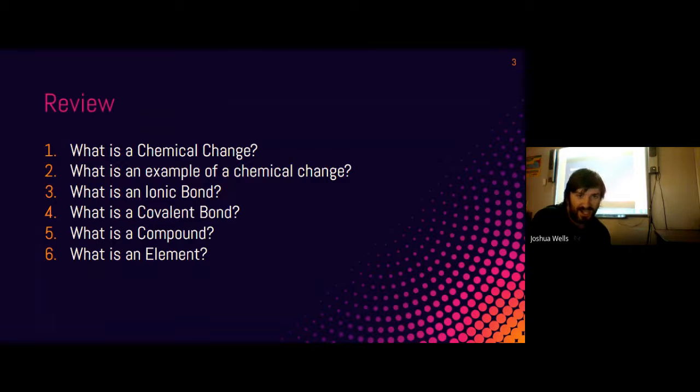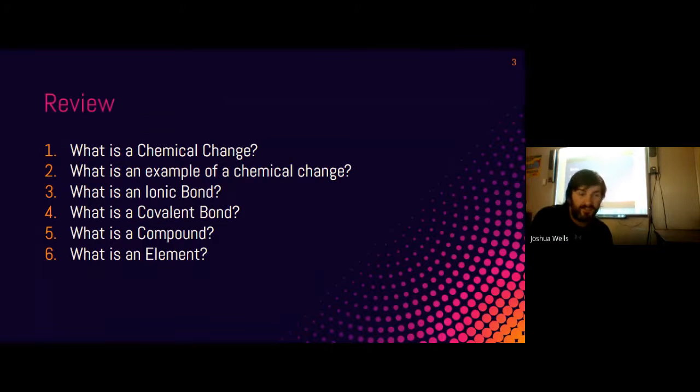What is an ionic bond? So this came from this unit specifically. An ionic bond is anytime you have a metal and a non-metal, and they are stealing or giving electrons to each other. That creates a positive charge and a negative charge that results in bonding. Because just like with magnets, if you have a positive, it wants to be next to a negative. If you try to put a negative next to a negative or a positive next to a positive, they repel each other.